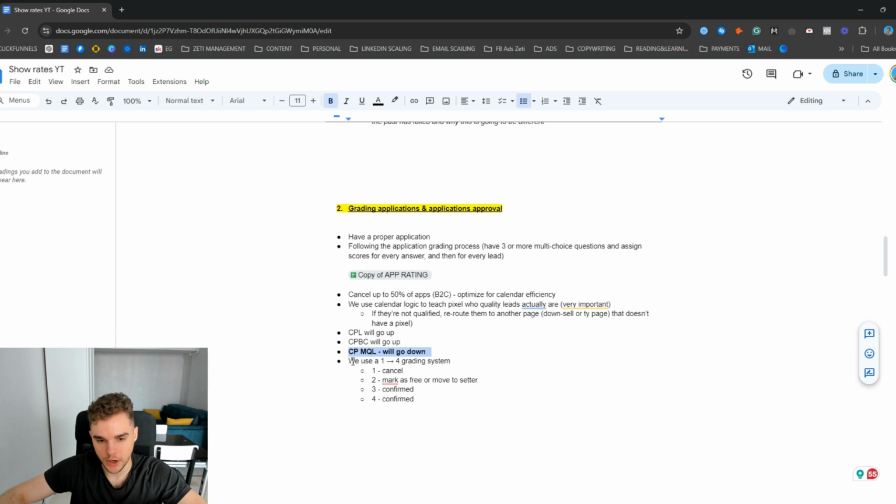You want to use a grading system from 1 to 4, okay? 1 is cancel, and then the other ones essentially, mark as free or move to an appointment setter, or just confirm them as a normal call. But the biggest thing is obviously just canceling up to 50% of the calls if they're not qualified, and if they're going to be an obvious no-show or an obvious person that's not going to be able to close on the call. So very important, and definitely make sure that you also implement the second lever.